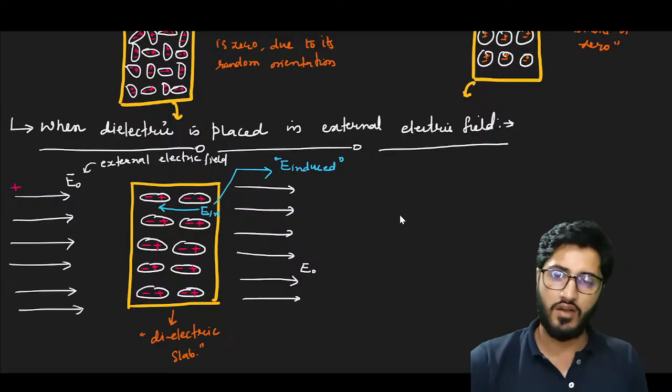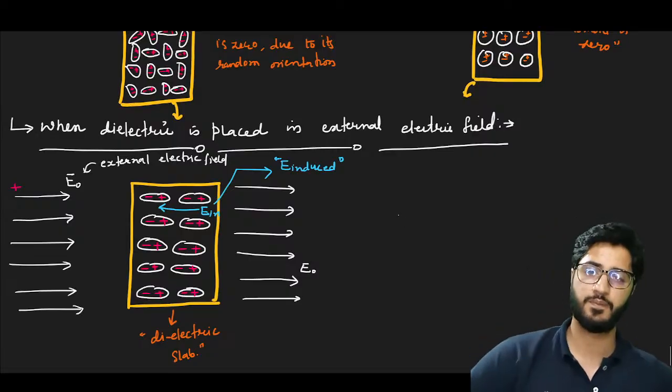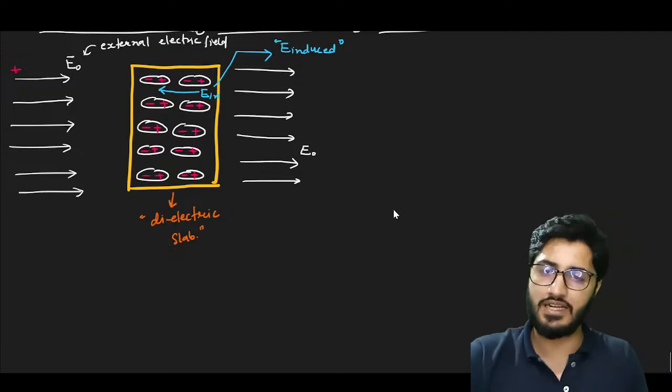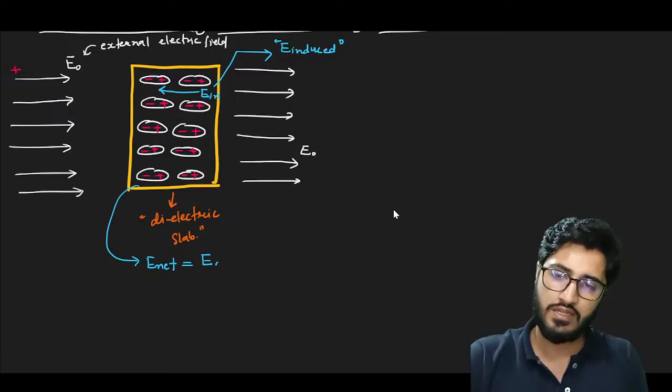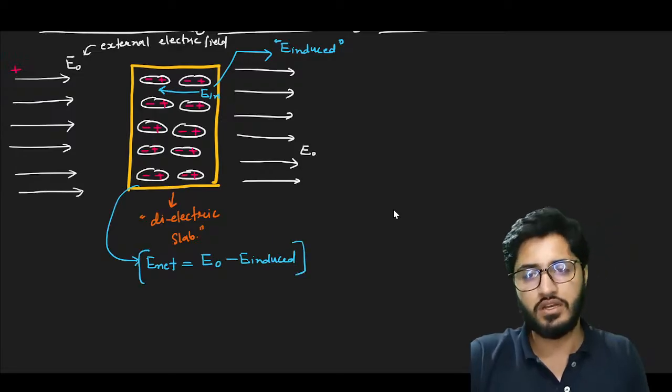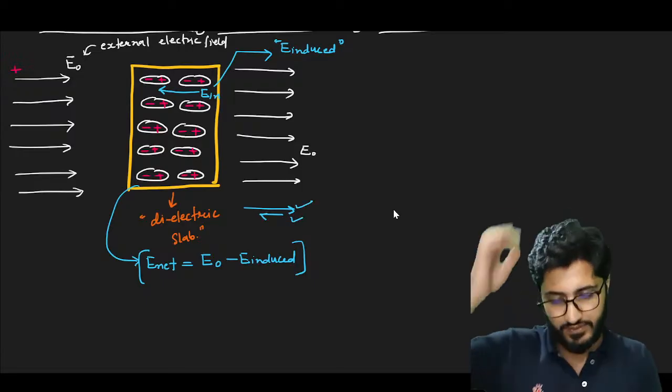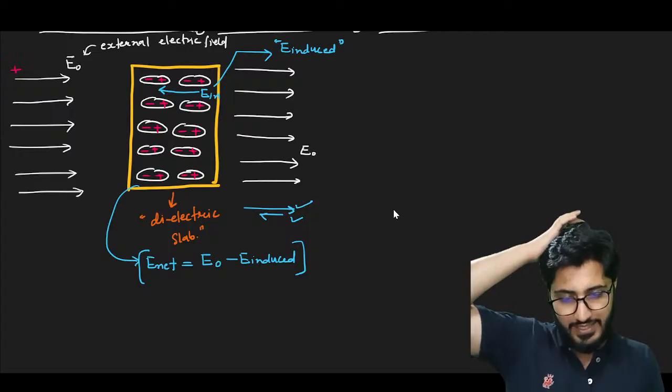Now, if somebody asks you what is E net, look now. E net means the net effect of electric field inside. It is E naught minus E induced. Why, sir? Because look here, E naught is going in this way and E induced is going in this way. So E net is E naught minus E induced.